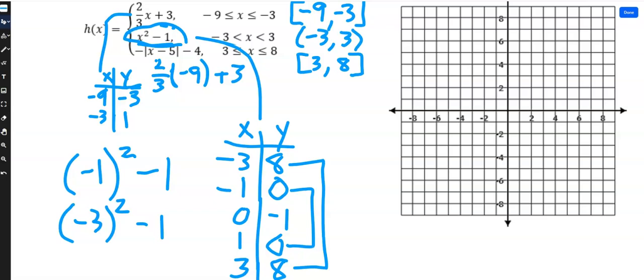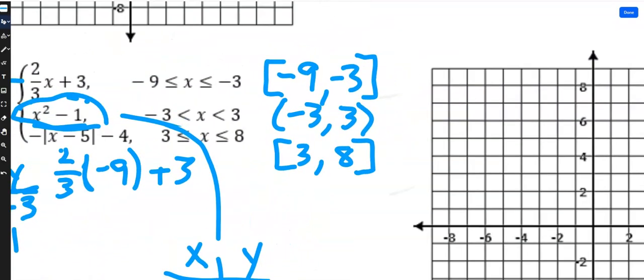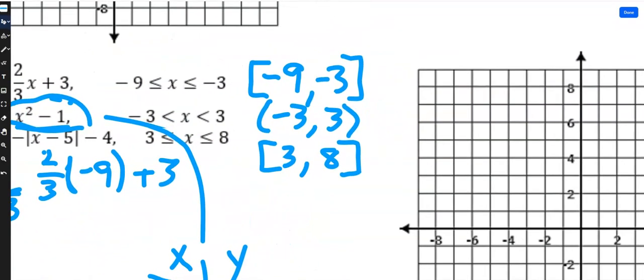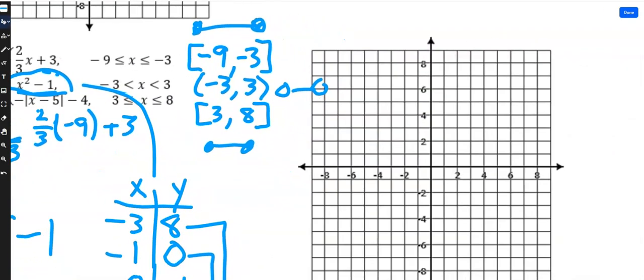So, the last one, I wonder if I could do the last one without having to make a table. Let's see. So, let's do the first one. Okay. So, the first one, oh, that's going to be closed on both ends. Like closed, closed. The next one's going to be open, open. And the last one's going to be closed, closed. Okay.